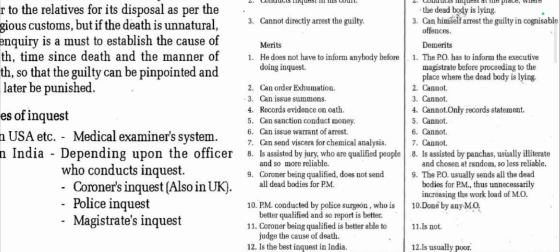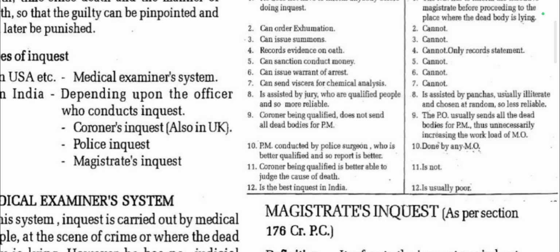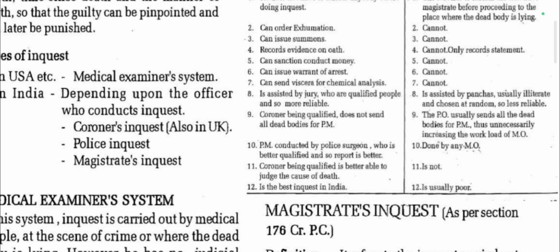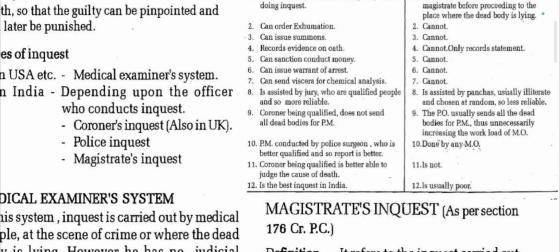The police officer usually sends all the dead bodies for postmortem, thus unnecessarily increasing the workload of MO. Then it is done by any MO. The postmortem is done by any MO, and the police officer is not qualified to judge the cause of death.